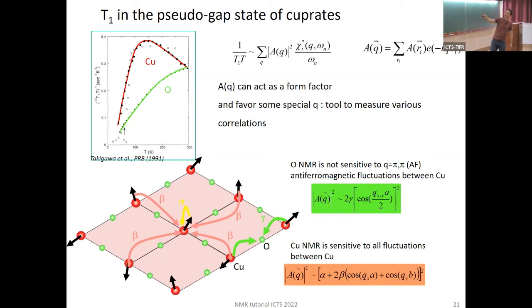On the copper, you have all the fluctuation, and you get very strong antiferromagnetic fluctuation when you are close to the pseudogap. On the oxygen, you also see the fluctuation, but because you are removing the enhanced fluctuation, which are the antiferromagnetic fluctuation, you have a T1 that stays longer. So that's a very nice proof somehow that you have antiferromagnetic fluctuation in your system.